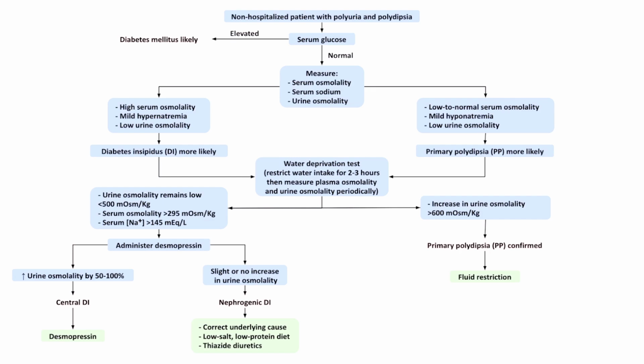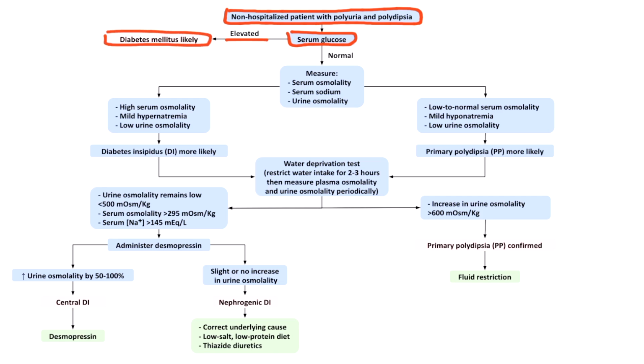So here's our algorithm again. Now let's discuss diagnosis. When a non-hospitalized patient presents with polyuria and polydipsia, the three most common causes to consider are diabetes mellitus, primary polydipsia, and diabetes insipidus. The most important laboratory results to look at are serum glucose, serum osmolality, urine osmolality, and serum sodium.